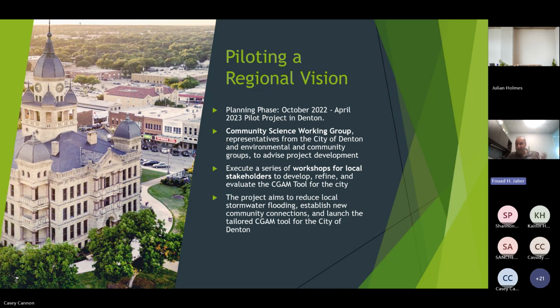And so the ultimate goal is to increase the feeling of ownership of the communities and connection to green assets and green stormwater infrastructure, and as a result have more adoption and more projects that have these systems that would reduce flooding as well as improve water quality, specifically in this case for the city of Denton.